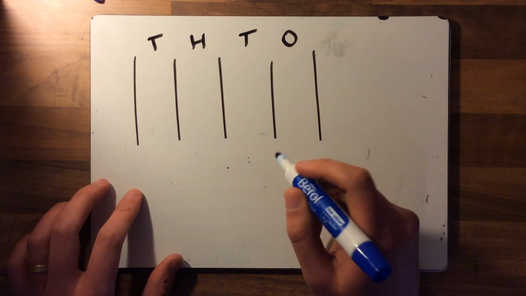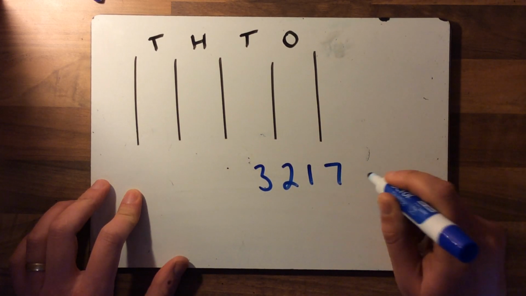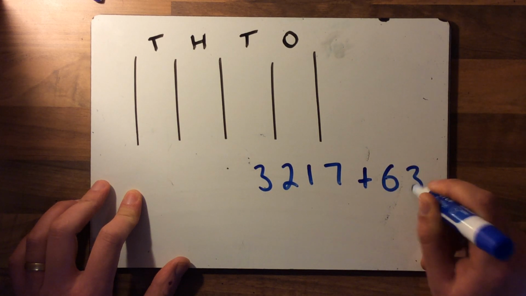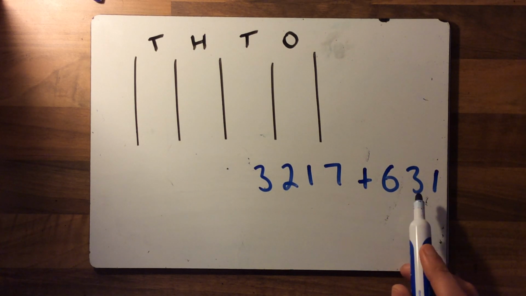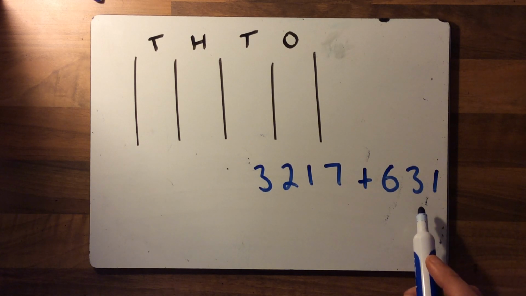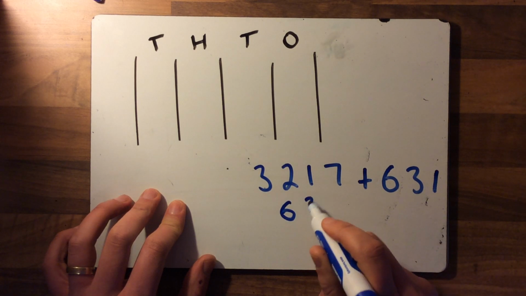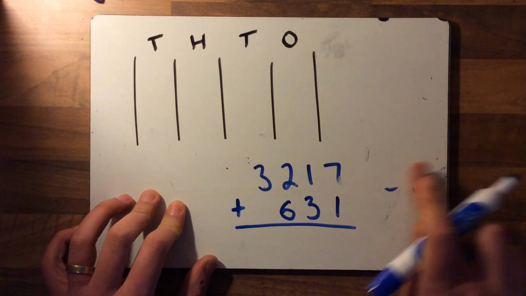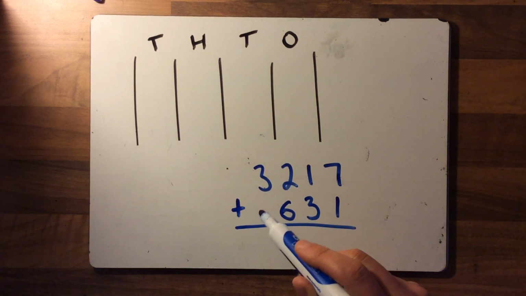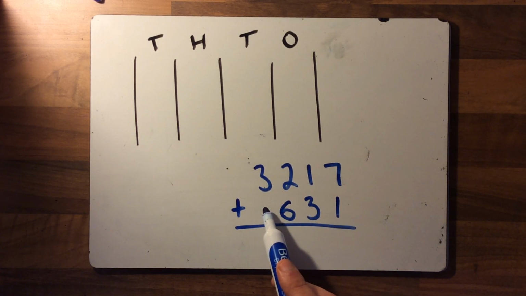Now if I asked you to add this number and that number together, 3,217 add 631. Now when you do this, you know how important it is that these numbers get lined up correctly. So this 6 would go under the 2, the 3 would go there, and the 1 would go there. And we could begin to add them up. And there wouldn't be anything here.